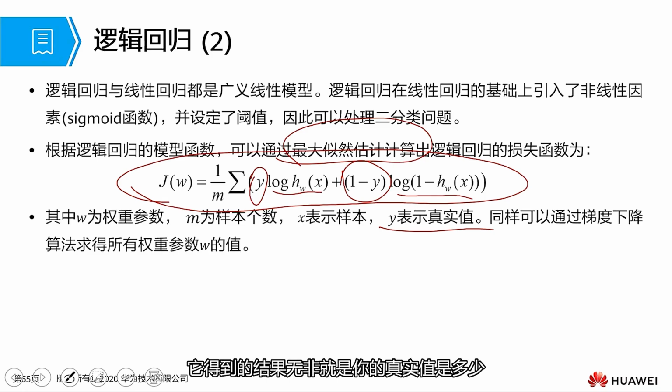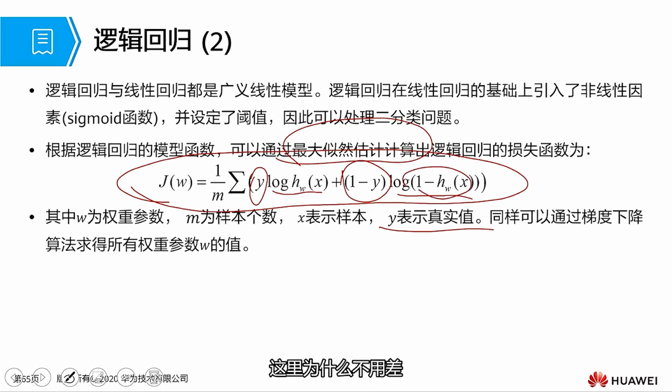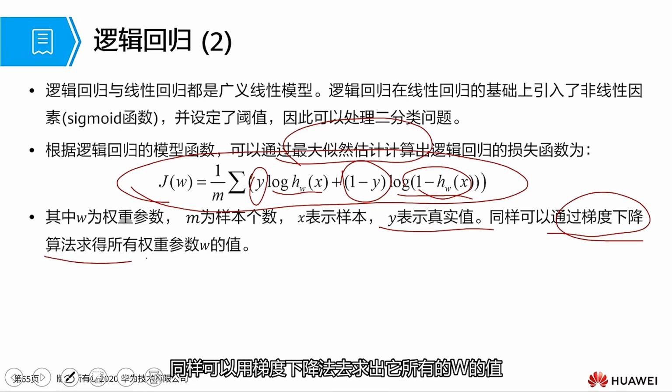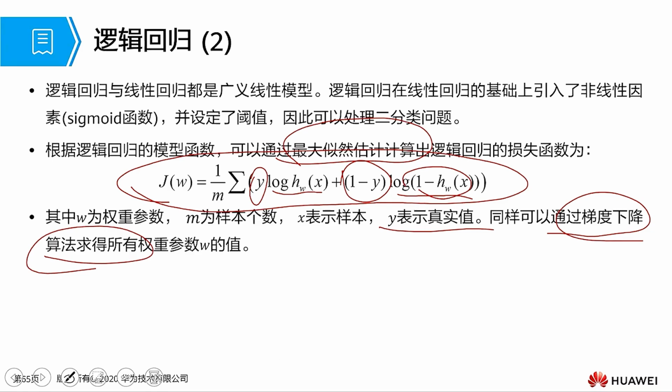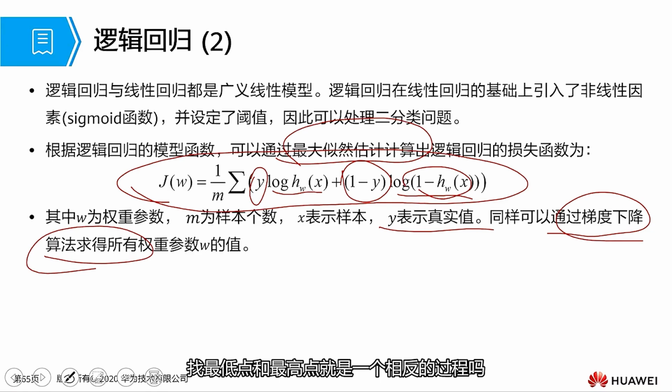Why isn't the earlier loss used here? Because the predicted value you get is a value close to 1. So at this time, we need to find its maximum possibility, and perform the calculation using maximum likelihood estimation. So it also says here that similarly, you can use gradient descent to find the values of w. Why can it be like this? Finding the lowest point and the highest point is just a reverse process. Can we also find its gradient direction?